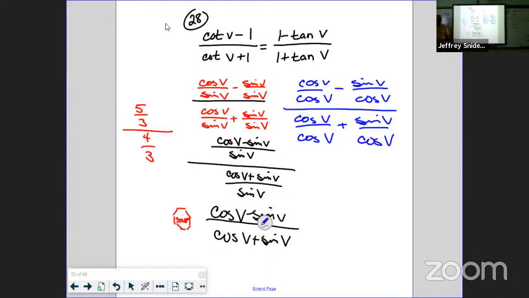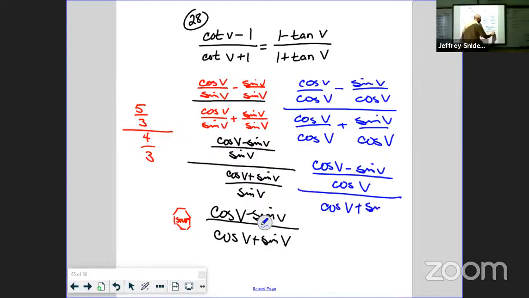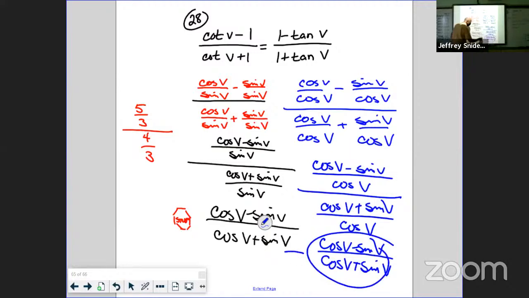You guys see it already happening? I mean, we're basically there. The numerator is cosine b minus sine b over cosine b, over cosine b plus sine b over cosine b, which is cosine b minus sine b over cosine b plus sine b. And now I have done it. I have shown that they are the same. So that's an example where working on both sides one at a time allows you to show that they can be made the same. And that's probably easier to do it that route on this problem.